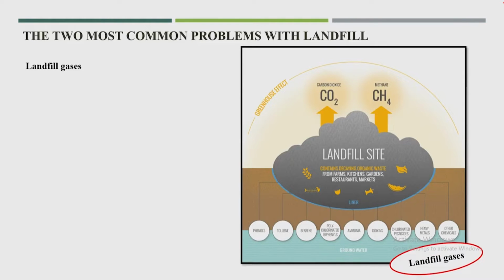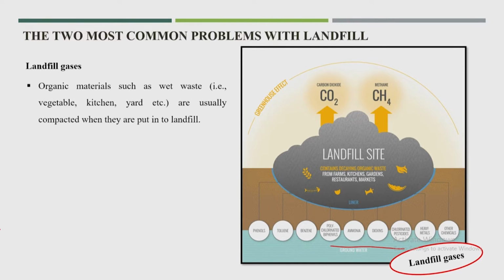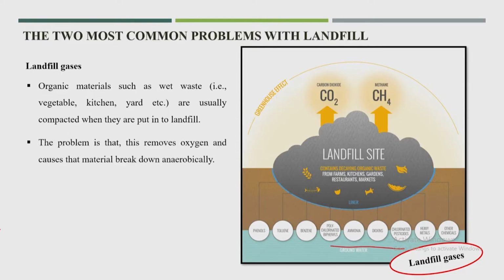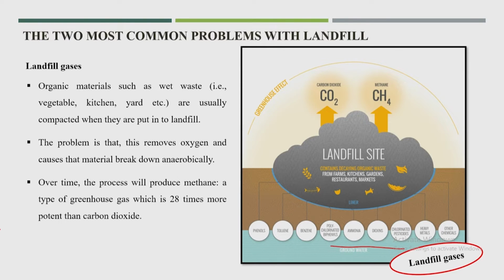Now, next is the landfill gases. Because of degradation of biodegradable matter, there are different pollutants and gases, the major ones being methane and carbon dioxide. Organic materials such as wet waste, especially vegetable and kitchen waste, are usually compacted when they are put into the landfill. The problem is that this removes oxygen and causes the material to break down anaerobically. Over time, the process will produce methane, a type of greenhouse gas, which is 28 times more potent than carbon dioxide. So, it is a greenhouse gas.